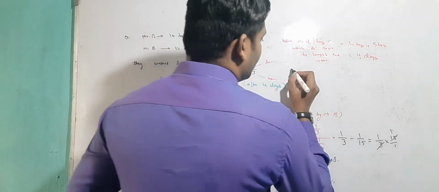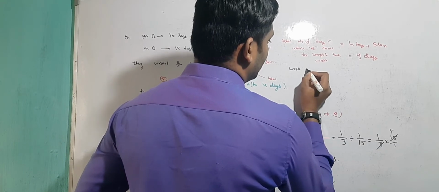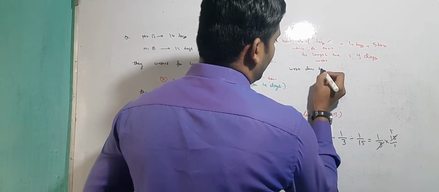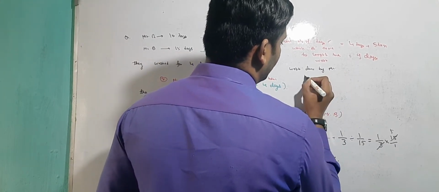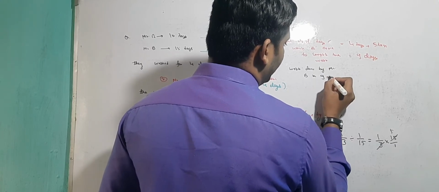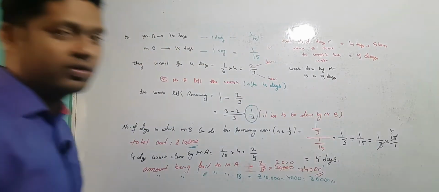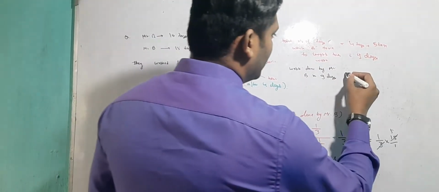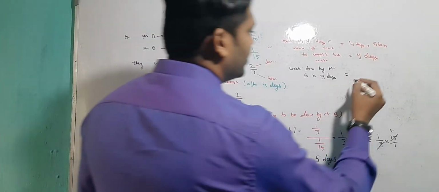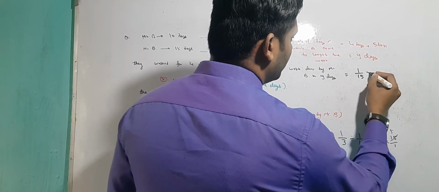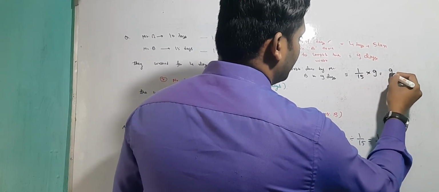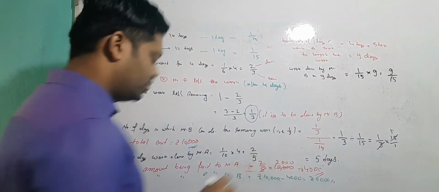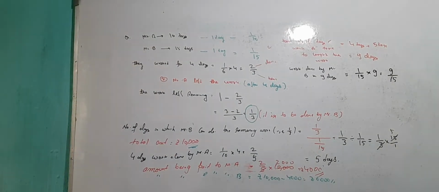So the work done by Mr. B in 9 days. In 9 days, how much work will he do? 1 day's work multiplied by 9. 1 day's work of B is how much? 1/15. So 1/15 into 9. So it will be 9/15. This means he did this much of the work.